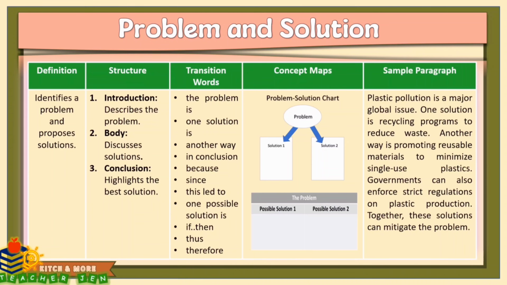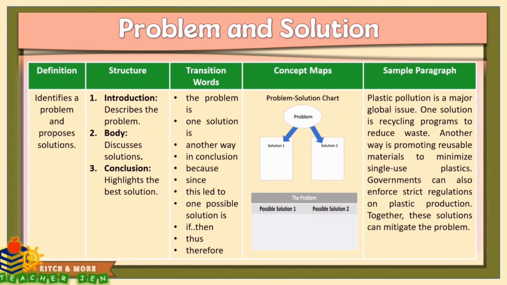Now, what are the transition words that we can use? Writers use words like the problem is, one solution is, another way, in conclusion, because, since, this led to, one possible solution is, if, then, thus, and therefore, to connect the problem and its solution clearly. Now, here are the concept maps. We have a problem-solution chart, which is a helpful tool for organizing and presenting the problem and the proposed solutions.